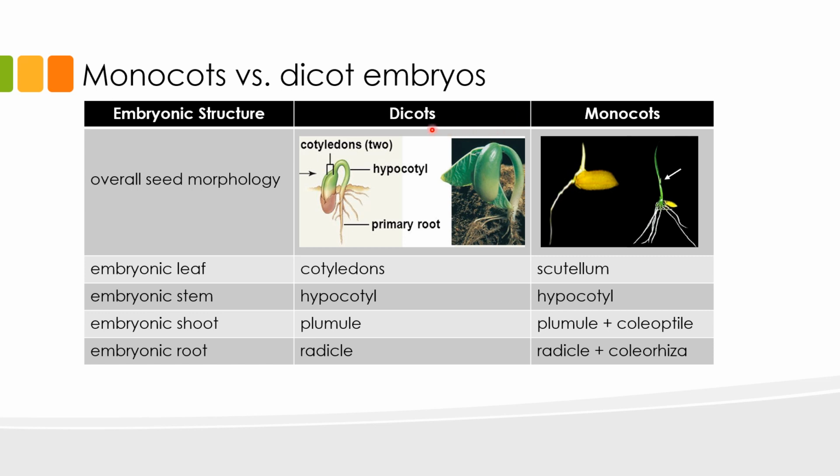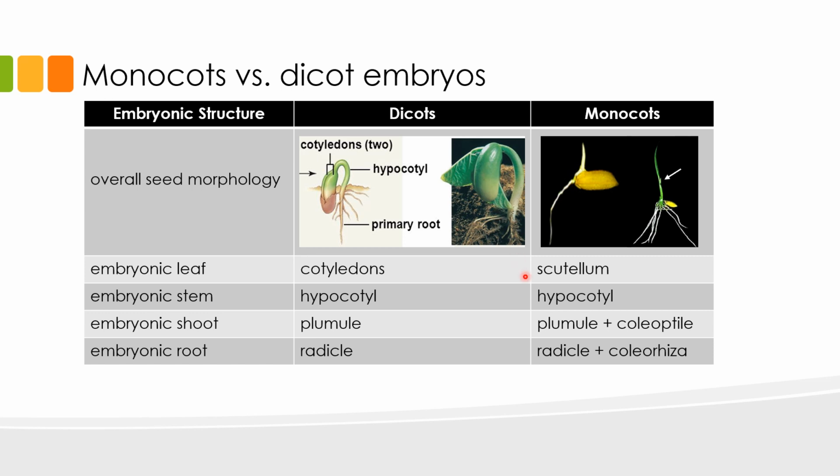We have here the gross morphology of a germinating dicot seed, and right here is the gross morphology of a germinating monocot seed. The major difference in the overall morphology, as you can tell, is the presence of the cotyledon in the dicot, which is essentially the embryonic leaves. In monocots, the embryonic leaf is referred to as the scutellum.